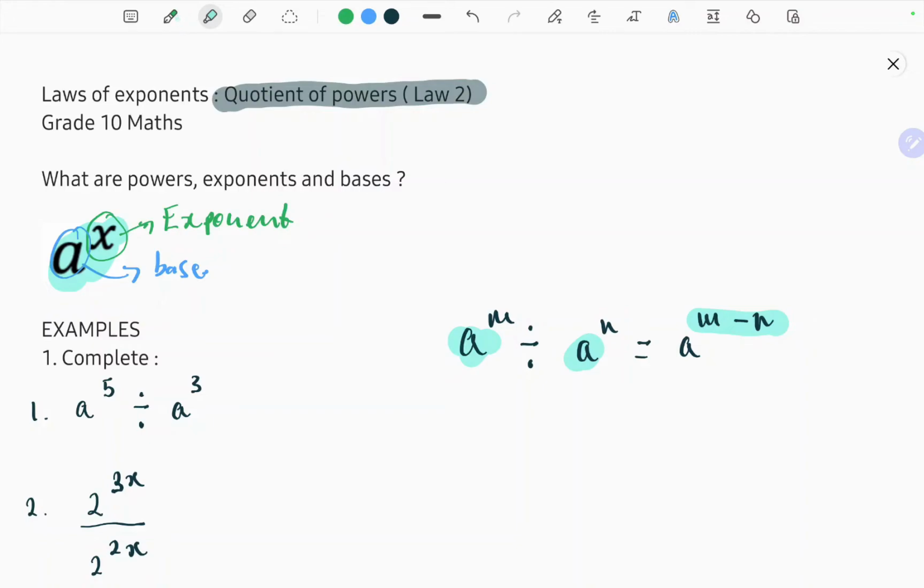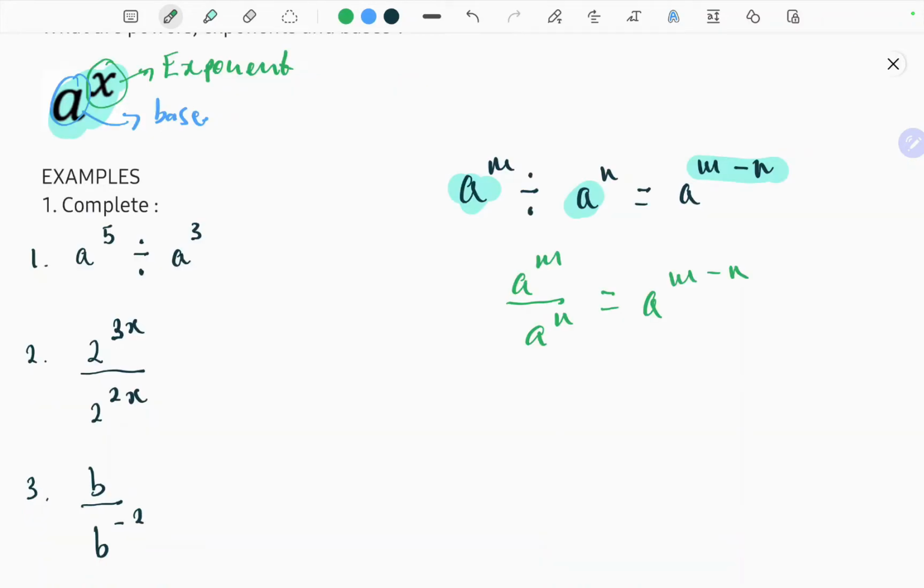Another way of viewing this is a to the power of m divided by a to the power of n is equal to a to the power of m minus n. So let's have a look at the first example. It's a to the power of 5 divided by a to the power of 3. The bases are the same, so subtract the exponents. 5 minus 3, and 5 minus 3 is 2.